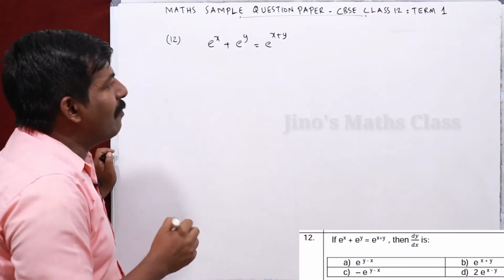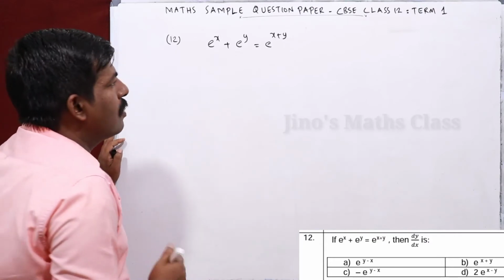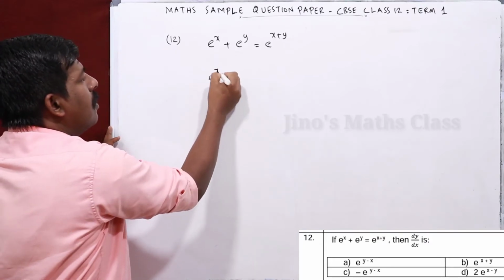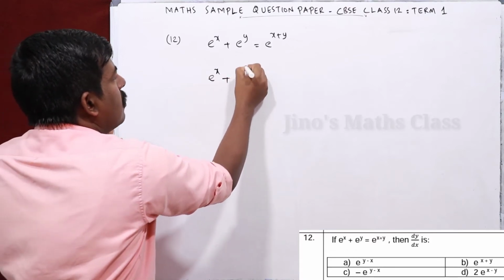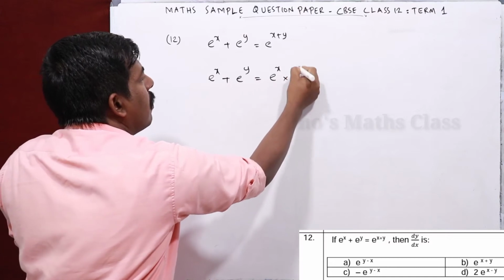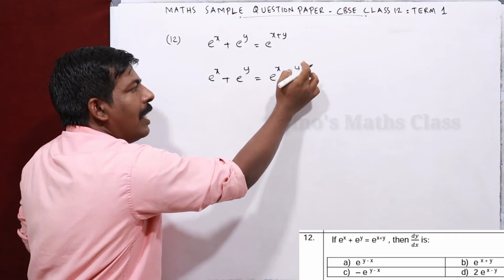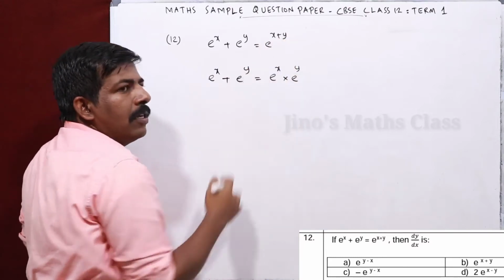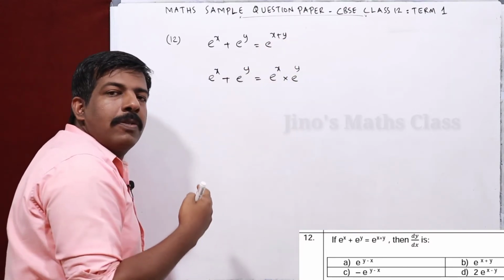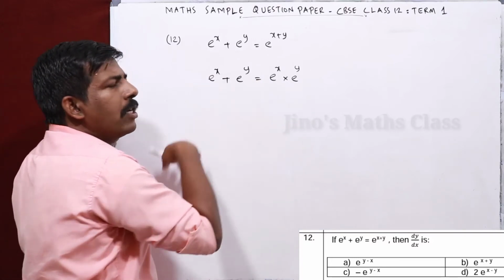12th question. Here we have to find the value of dy by dx from the given relation. So for that we can simplify this e power x plus e power y, that is equal to, here I am writing it as e power x into e power y. We know a power m into a power n, that is equal to a power m plus n. We studied laws of exponents in lower classes. Now we can bring this e power x into e power y to left side.